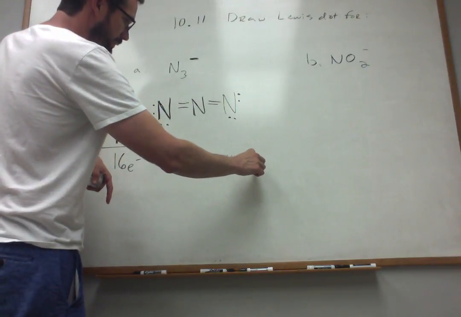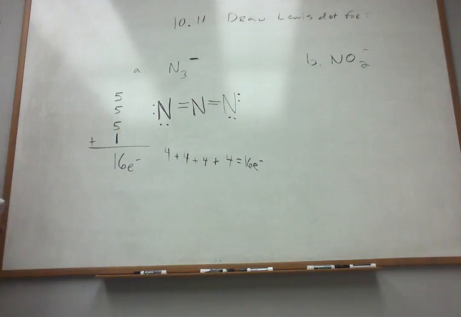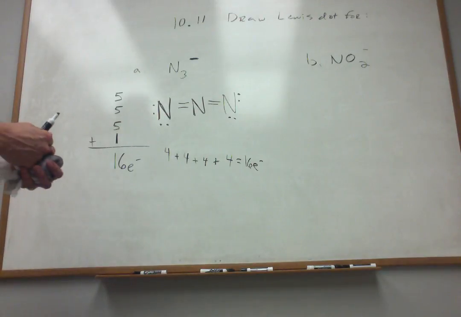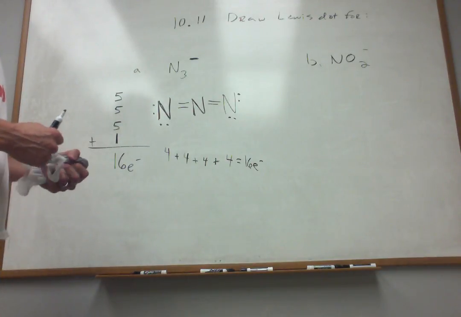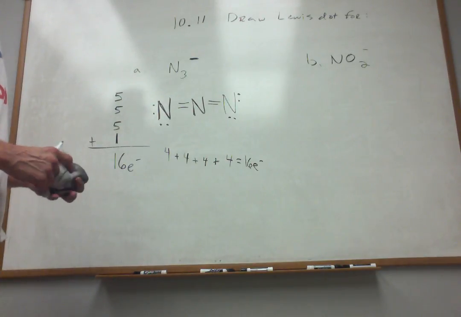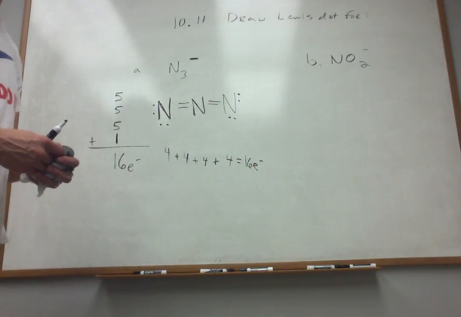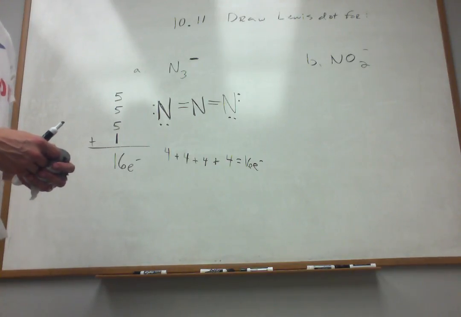So it looks like with this new setup for the Lewis dot structure, I've got 16 electrons used. That's what I've got. Okay, so that meets the criteria for being an acceptable Lewis dot structure. Nothing exceeds the octet rule here. Everything is great. Now, what about formal charges?